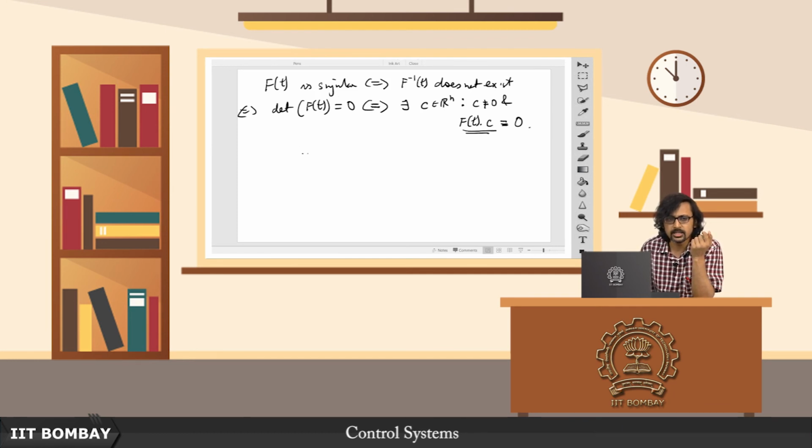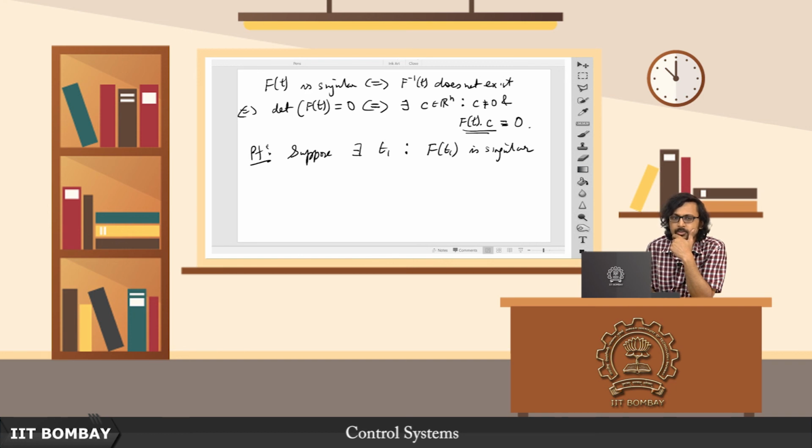Yeah. So that is what we need to then establish, and it turns out that one property we shall be using to prove this is basically this uniqueness of the solution. How so? So notice, suppose there exists T1 such that f at T1 is singular. So this is the proof of the claim.